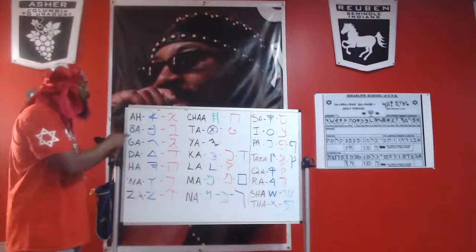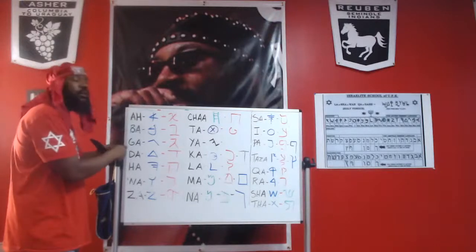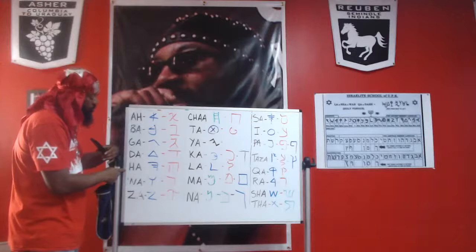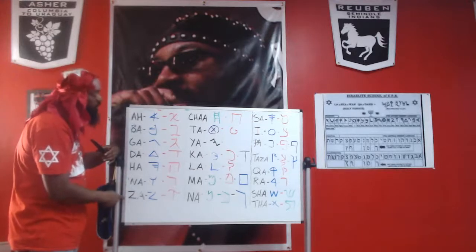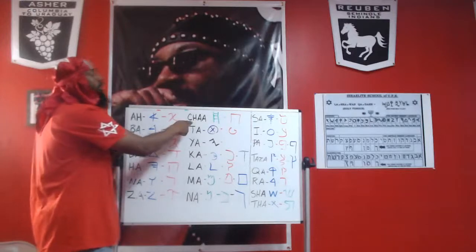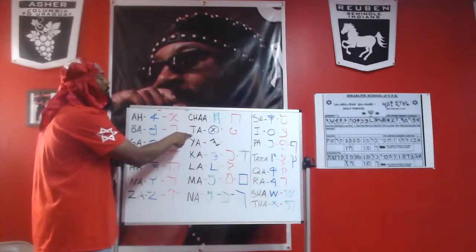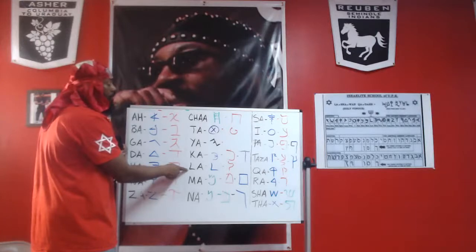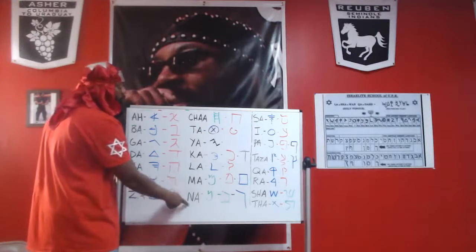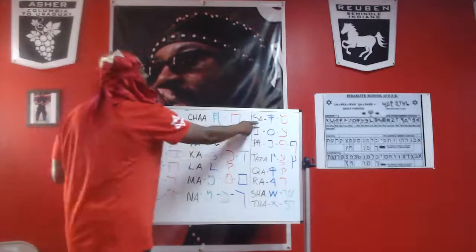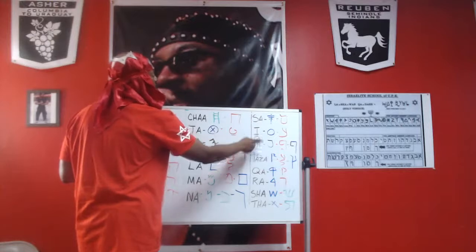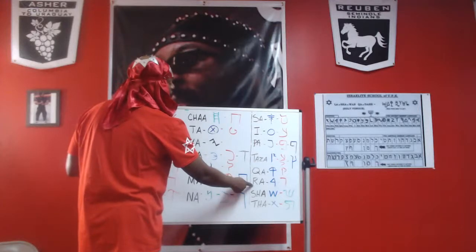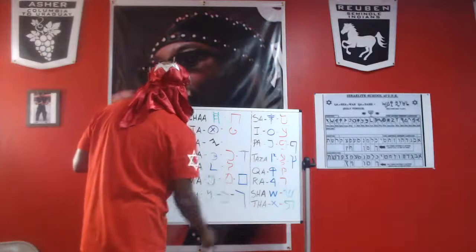A, ba, ga, da, ha, wa, za, ka, ta, ya, ka, la, ma, na, sa, a, pa, ta, za, qua, ra, sha, and ta.